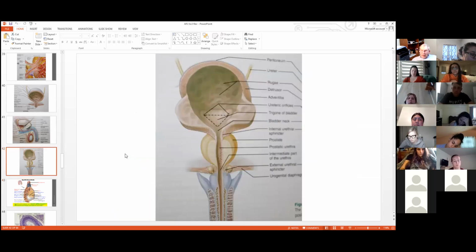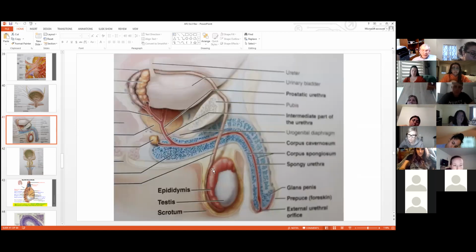Now, one more thing that we need to look at in the male system is the idea of how the testes are arranged in the body. I think we all realize that they're not internal. They're exterior to the body cavity. How did they get there?